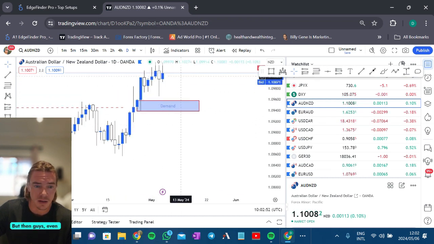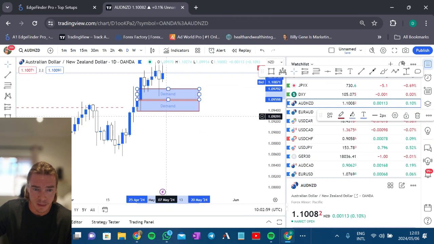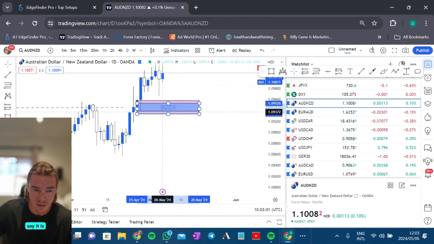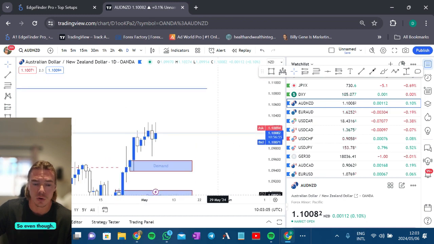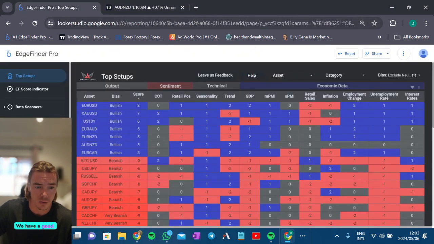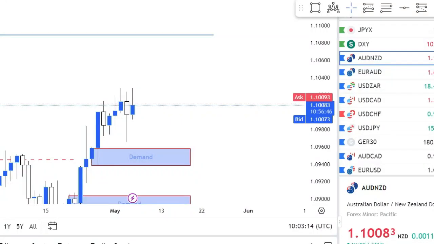But then, guys, even though that is there, we still need to say to ourselves, okay, is this the strongest one? And you can't really say it is because we do have an unmitigated demand zone up there. So even though we have a good analysis on this one, the board here, you see it's only a 5, so we don't want to just put all your money into one position because then what happens? If it's wrong, you're wrong, and that's the cut.